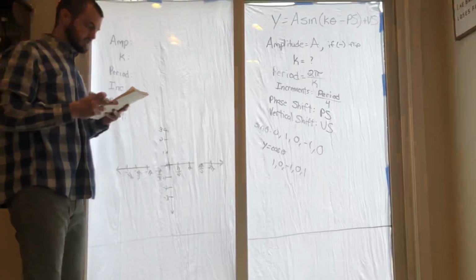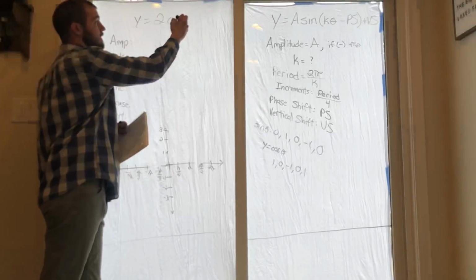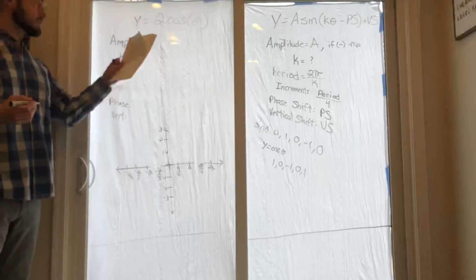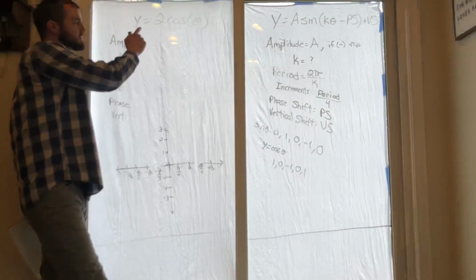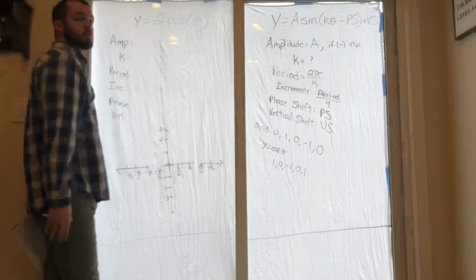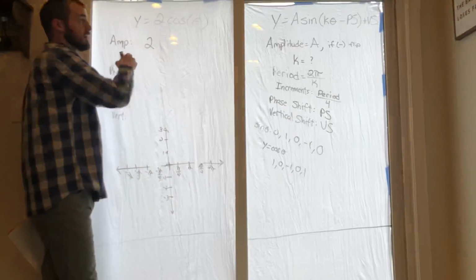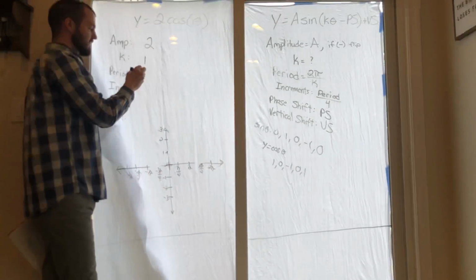Okay, what if we do that? Okay, that's y equals 2 cosine theta. Well, what's our amplitude this time? Do we have one? It's 2. K is 1.